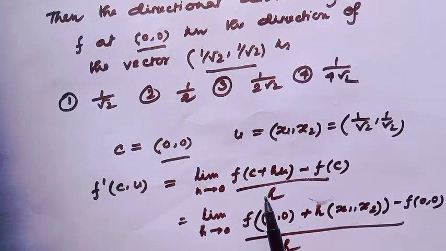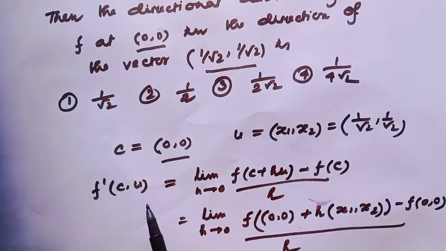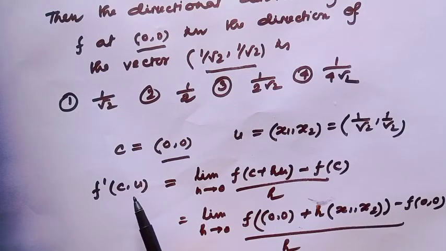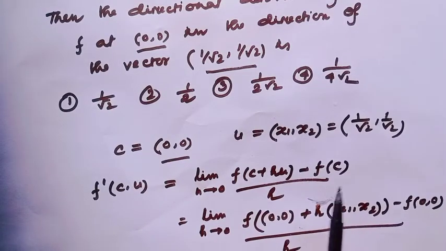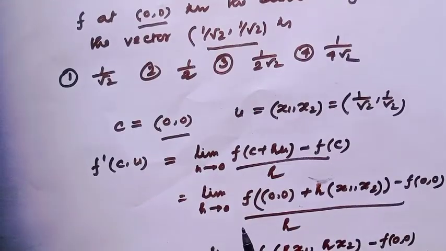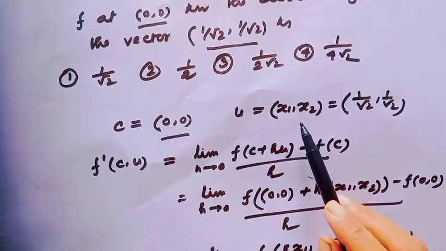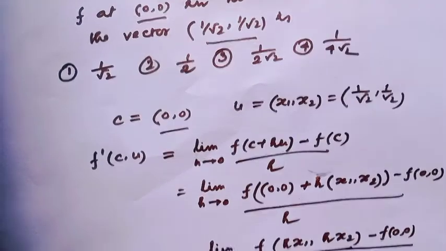the limit as h tends to 0. The definition is of a similar type: f of c plus h u minus f of c over h. Here I will use this formula: f prime c u equals limit h tends to 0 of f of c plus h u minus f of c over h. And here, since the point c equals (0, 0), that means limit h tends to 0 of f of (0, 0) plus h times the direction (x1, x2) minus f of (0, 0) over h.